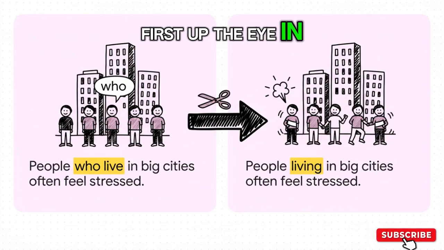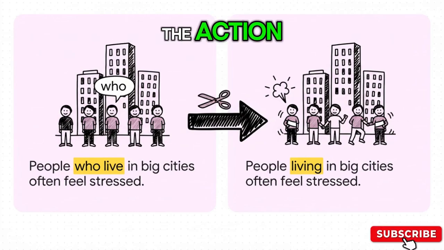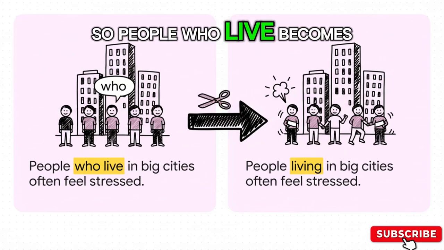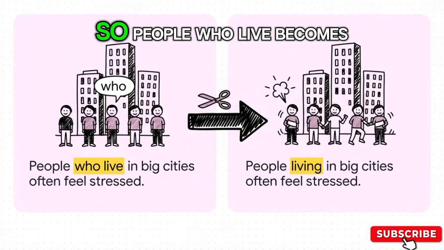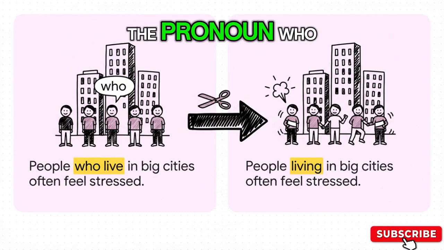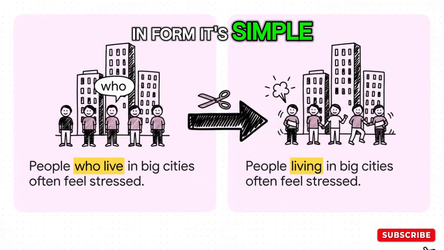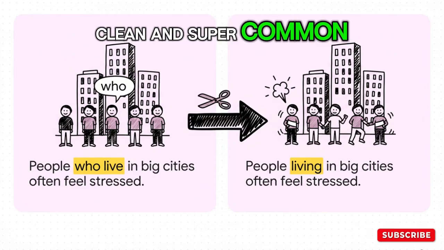First up, the ing reduction. We use this when the noun is the one doing the action. So people who live becomes people living. See that? The people are doing the living, so we can just drop the pronoun who and change the verb to its ing form. It's simple, clean, and super common.